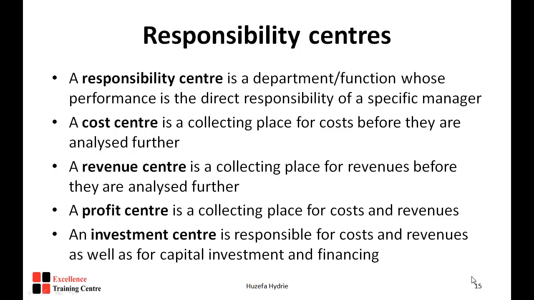Alright guys, now the next topic that we will be discussing is responsibility centers. Now basically, if you are working in an organization, first of all, try to recall the definition of an organization. What is an organization? I told you 4 bullet points for the definition of an organization.